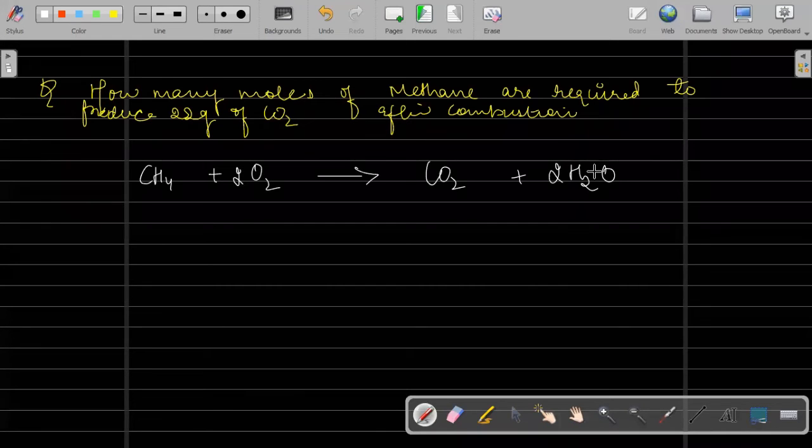Is it clear? Yes. The amount of CO2 given is 22 grams, and how many moles of methane are required to produce 22 grams? So how many moles of CO2 are in 22 grams? Can you calculate how many moles of CO2 are in 22 grams?